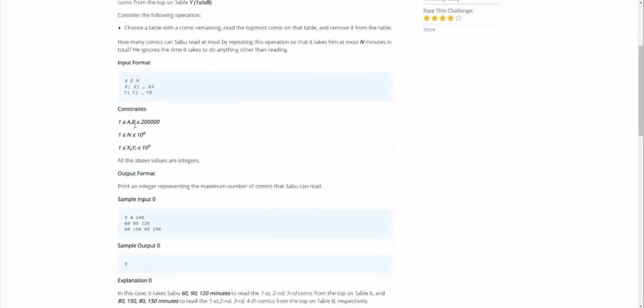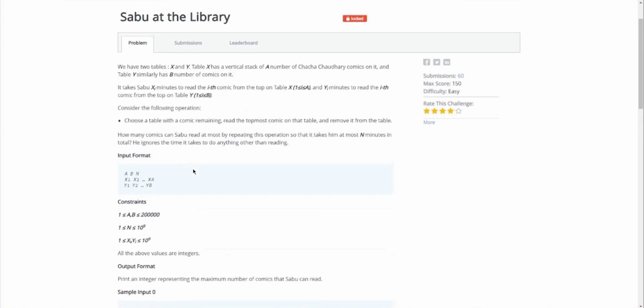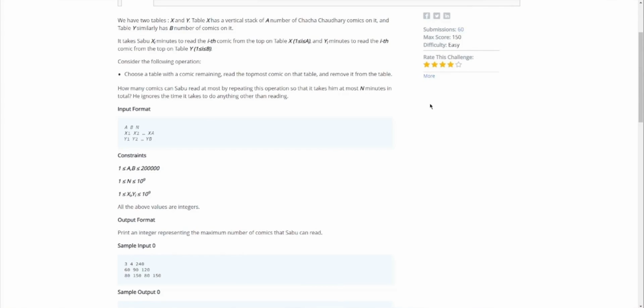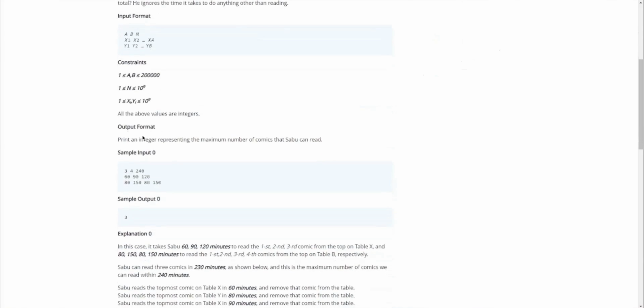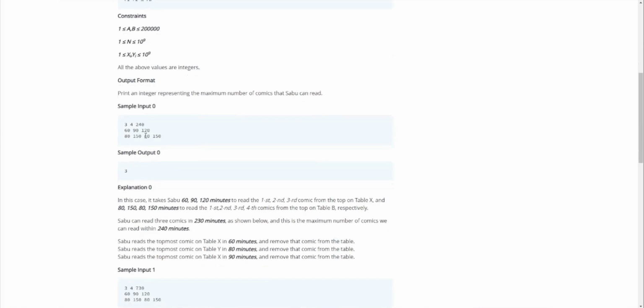And the constraints, as you can see, are given here, and all the above values would be integers, because we cannot say there would be 0.5 minutes. The time here is given in minutes, so we have to deal with all this in minutes, and it would be an integer itself. Here is a sample input and output.